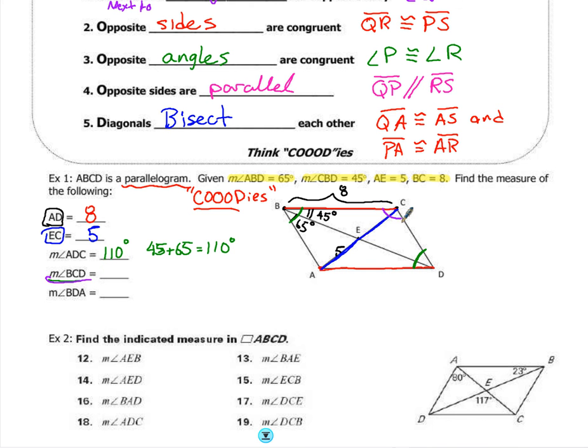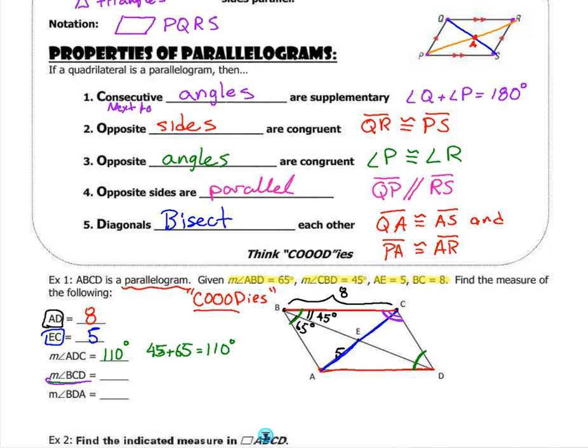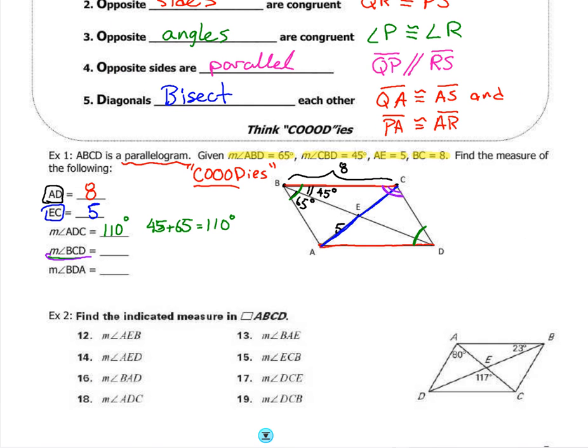If I'm looking for angle BCD, that angle is next to, or consecutive with, angle CDA. If two angles are consecutive, then they are supplementary. So if angle CDA is 110 degrees, then if I take 110 away from 180, I should find my other angle of 70 degrees. So angle BCD would be 70 degrees.